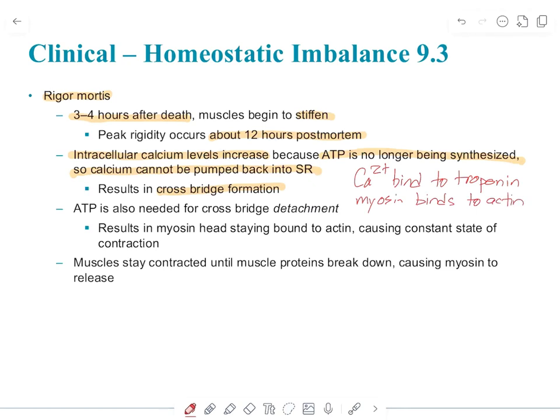And we know from the last slide that the second part of the cross bridge cycle cannot occur. So therefore, there is no cross bridge detachment. It results in the myosin head staying bound to actin, causing a constant state of contraction, this rigor. So the muscles stay contracted until the myosin proteins break, or the muscle proteins break down. Eventually, when this happens, the myosin releases, and there is no longer the state of rigor mortis for that individual.